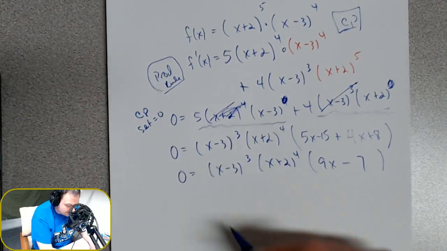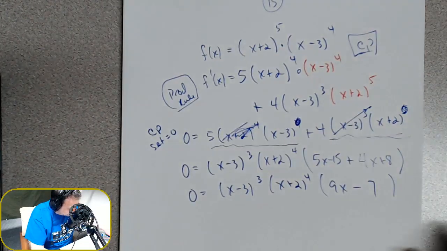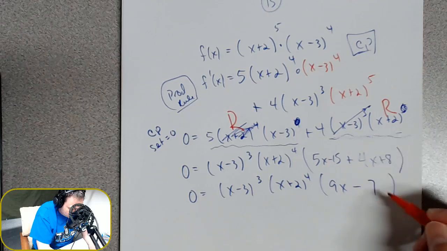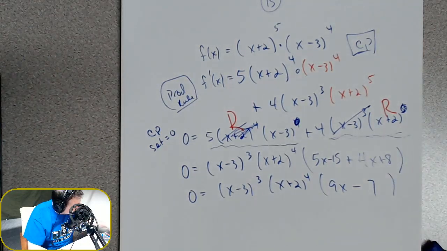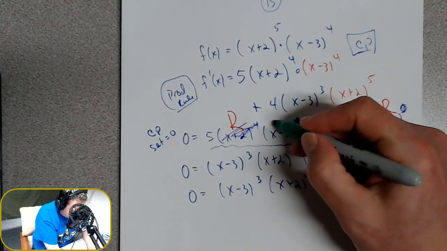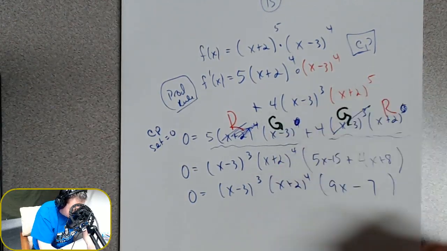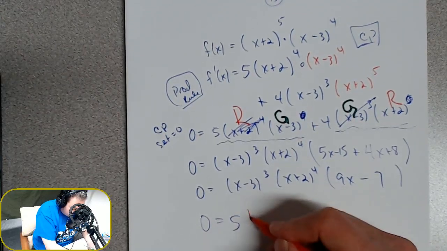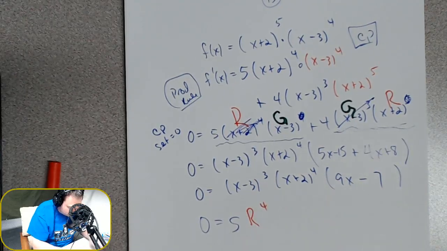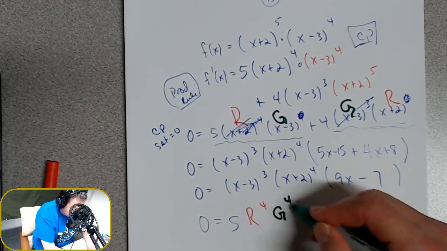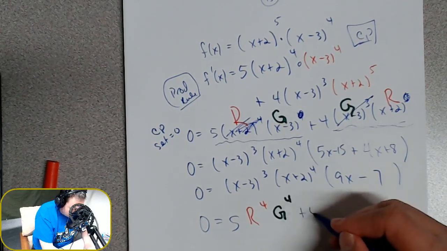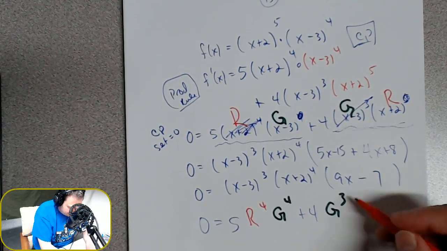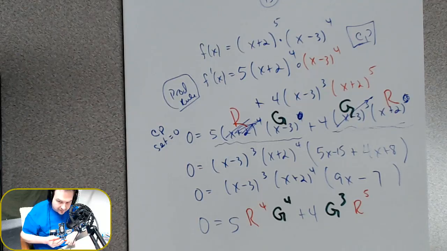Let me rewrite this. Let's call this the red parenthesis. I'll call r the x plus 2's, and then we'll go with green, the x minus 3, and call it g for green. Now look, if I wrote it like this, it would look like 0 equals 5 r to the fourth, g to the fourth, plus 4 g to the third, r to the fifth. You see how I'm ignoring the parentheses, I'm just calling them something.